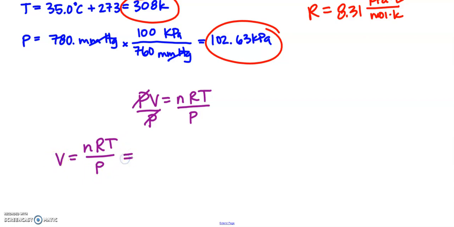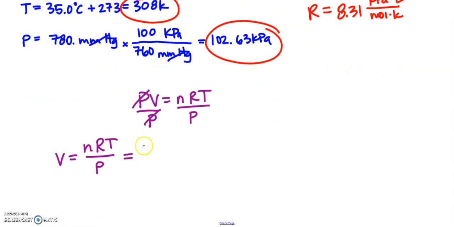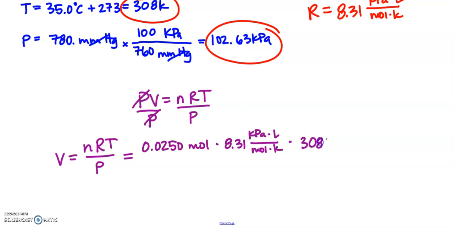And now I'm going to write my numbers in one time, and I'm going to write all the units with them. That's going to help me see that I did it correctly. So 0.0250 moles, times R, 8.31. And I'm going to write all these units, kilopascals times liters over moles times Kelvin. Remember, I don't ask you to do things you don't need to do. It's important that you write the units. Times the temperature, which was 308 Kelvin. And then this is all divided by my pressure, which was 102.63 kPa.